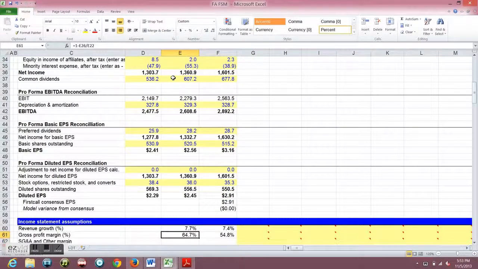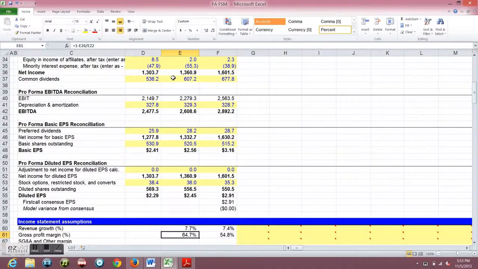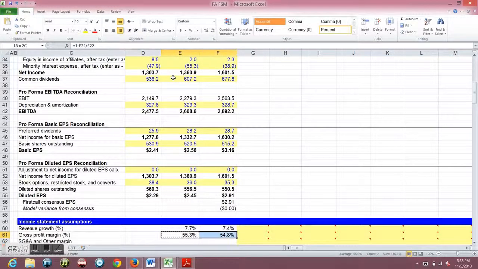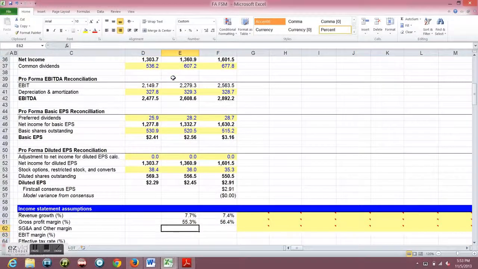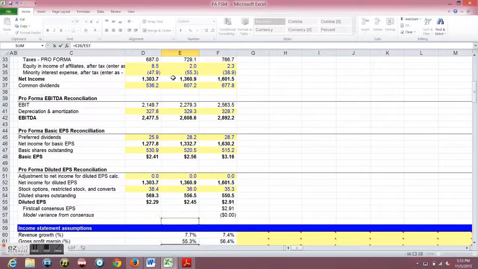Think of it as, well, this is even higher. I'm doing something wrong. E24, E22, E26. Oh, I meant COGS. For some reason I took SG&A. You're supposed to take your COGS. Okay. SG&A and Other Margin. Well, you just take SG&A, right here, and divide that by your total revenues.